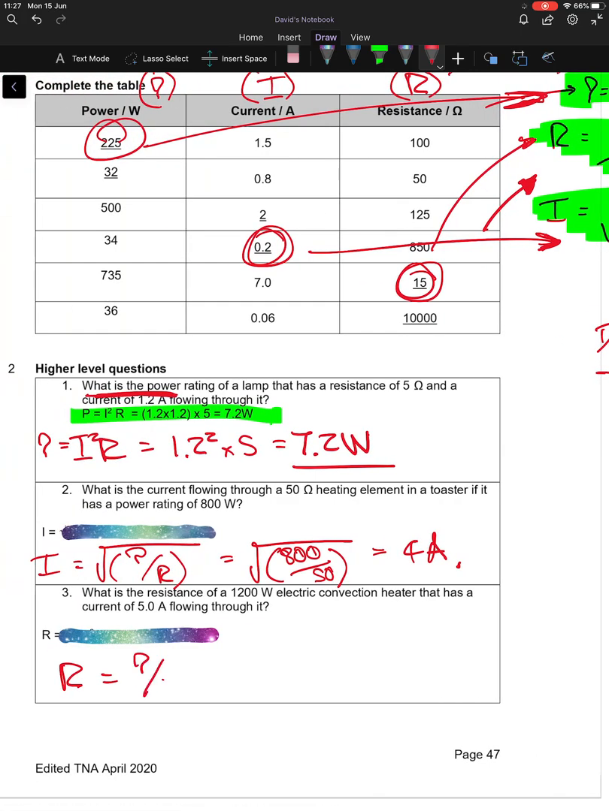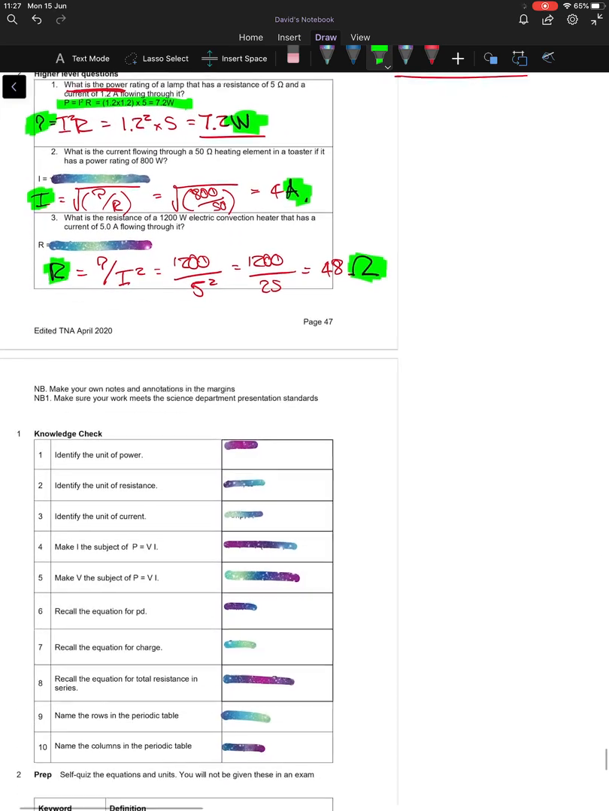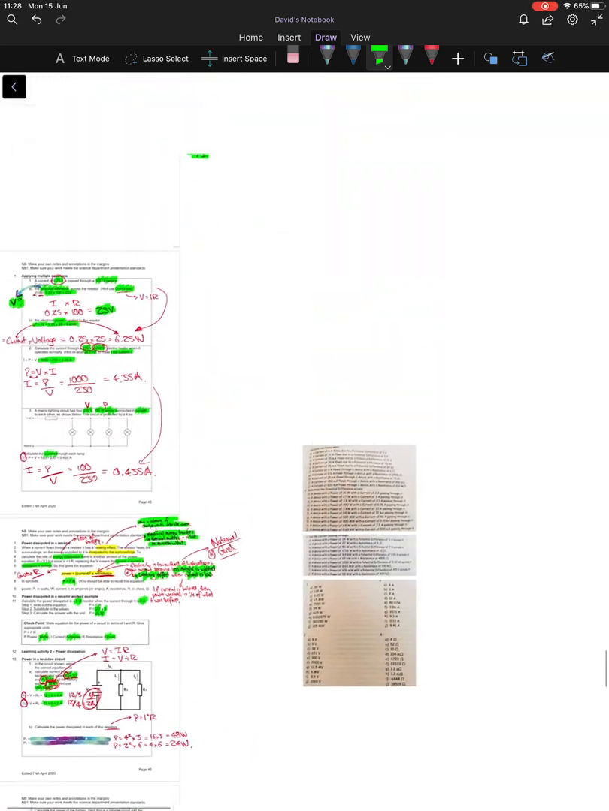And then R, if you look back up, equals P over I squared. So it would give you 1,200 divided by 5 squared, which equals 1,200 divided by 25, which gives you 48 ohms. Don't forget, power is watts, current is amps, and resistance is ohms. Good. So you've had a go at those.